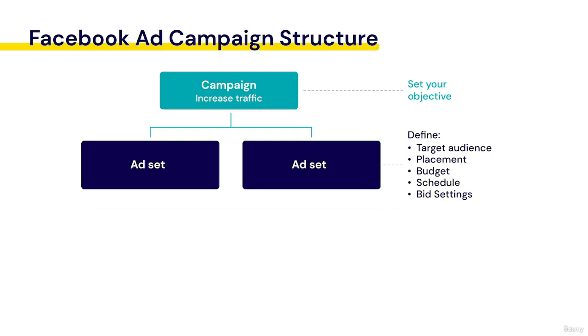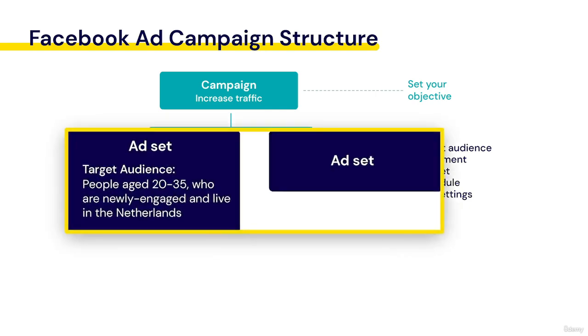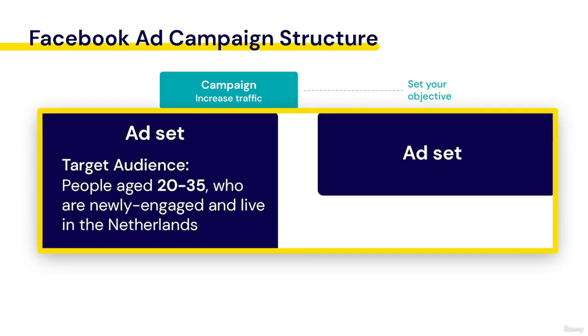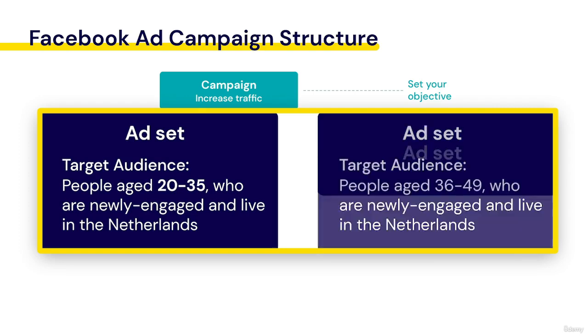For example, Kala and Ivy might want to advertise wedding flower packages to newly engaged couples in the Netherlands in March, and they are interested in finding out whether younger or older couples respond better to their ads. They could create one ad set to target people who are newly engaged, who live in the Netherlands, and are between the ages of 20 and 35. And the second ad set to target those between 36 and 49.